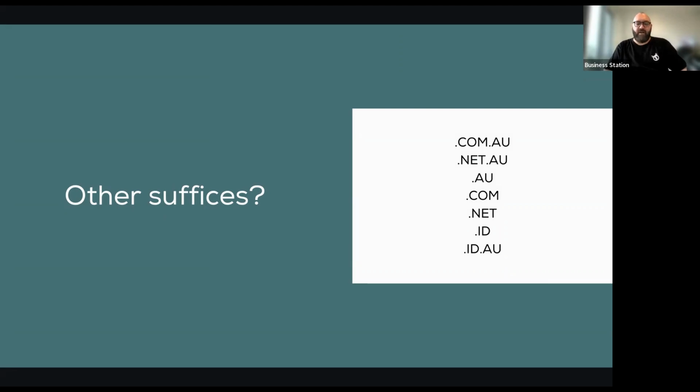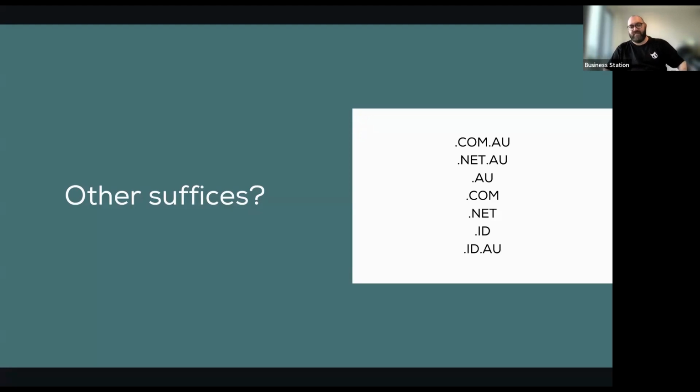And I always say to my clients that if you can get the .com.au and the .com, get both, but then also pick up the .net and the .net.au. Now you can pick up the .au. Pick them all up as you can in those most common ones.